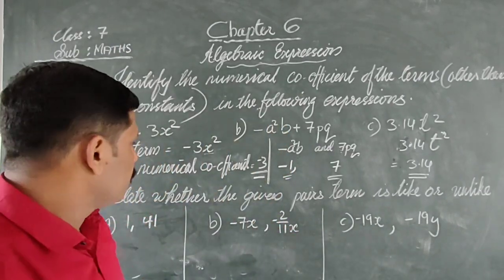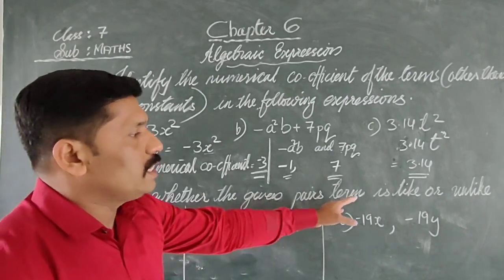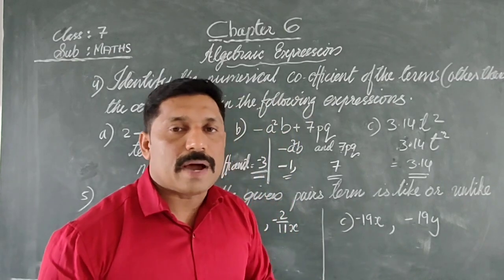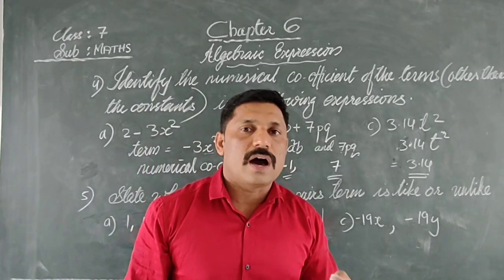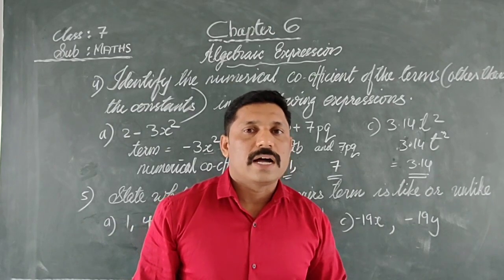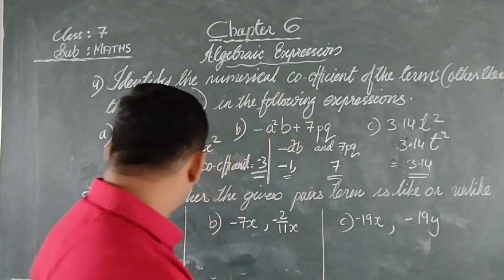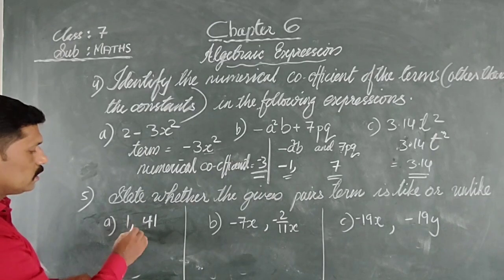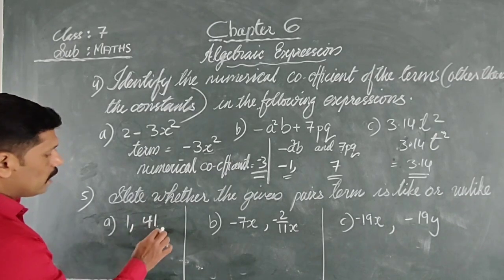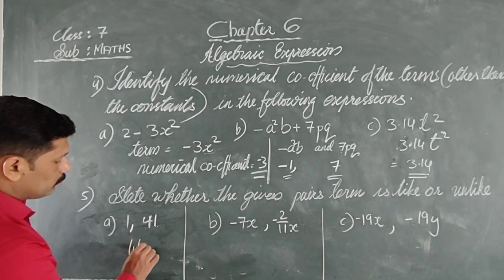State whether the given paired terms are like or unlike terms. What do you mean by like term and unlike term? I told you that if the variable parts are the same with the same powers in two terms, then those terms are called like terms. Look here, in both of these, no variable part is there, they are constants, so they are also like terms.